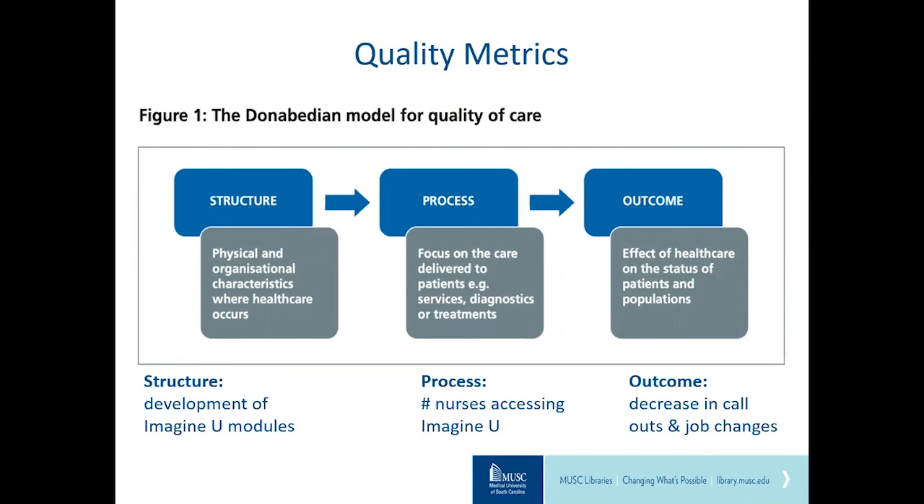Process metrics focus on the care that's delivered. So in this particular case, the services were delivered to nurses, not patients. But a good process metric would be the number of nurses who accessed the Imagine You modules. Finally, outcome metrics include those that highlight the effect of the intervention. So in our practice scenario, a good outcome metric might be decreases in job call outs and nursing call outs, and then also nursing turnover rates.